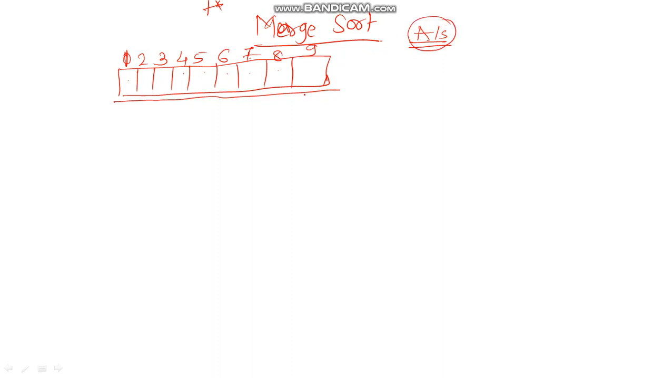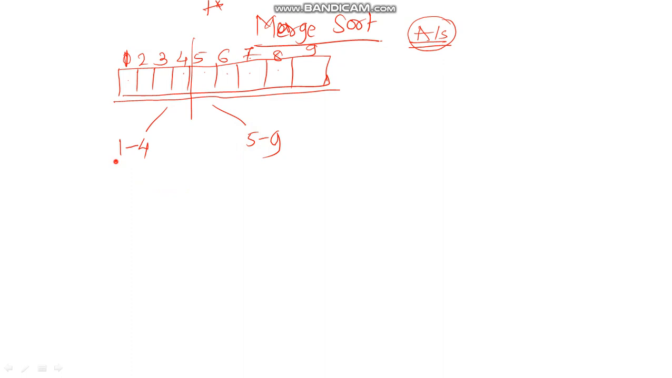In order to sort this array, I divide it into two nearly equal parts. In the case of 9 elements, there will be 4 and 5. Nearly equal parts means there will be a difference of 1 unit. So the first part is the elements from 1 to 4, and the second part is the elements from 5 to 9.